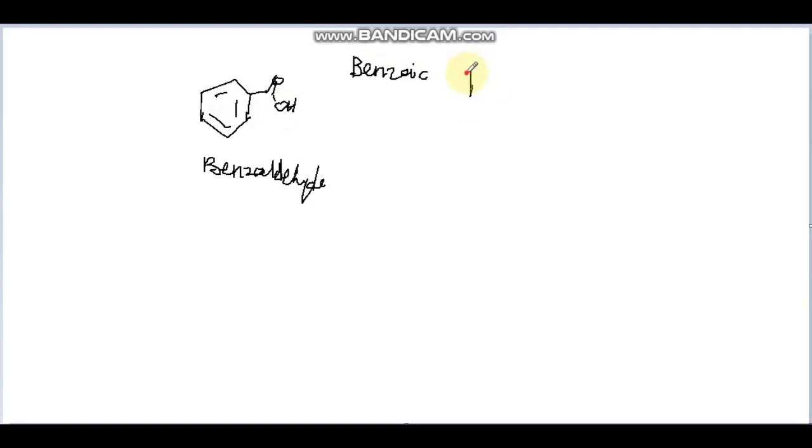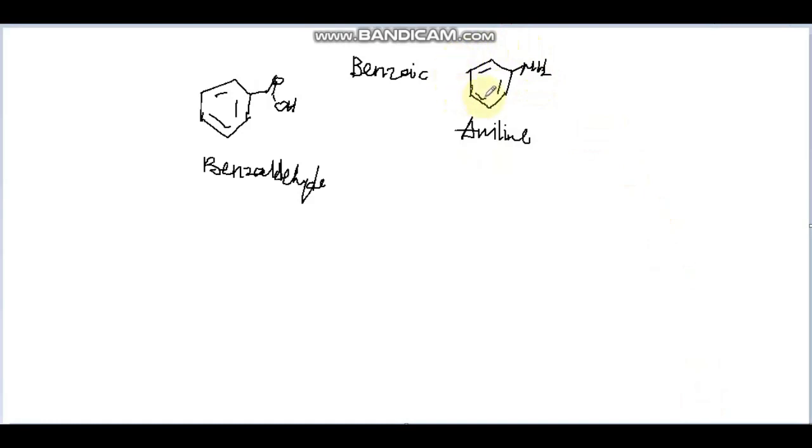If you have a benzene ring with, let's say, an amino group bonded to it, that is NH2, an amino group, it is called aniline. So it can be called aniline, or it can also be called aminobenzene.